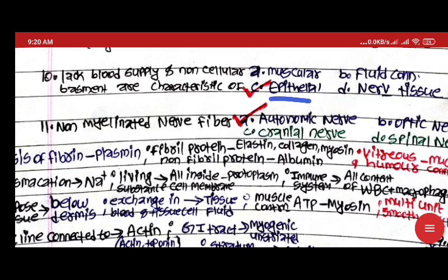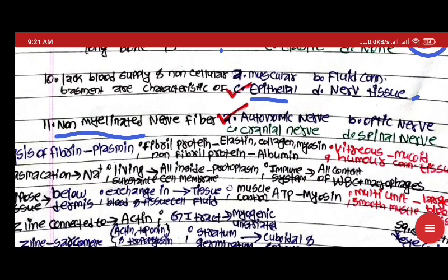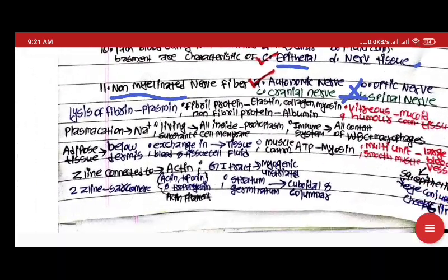Now non-myelinated nerve fiber. Non-myelinated means there is no sheath for fast conduction. So two types of sheath, white and what? Yellow. So white fibrous. So autonomic nerve is the correct answer here. Autonomic is not myelinated, and cranial and spinal, they both come under CNS, and optic also comes under CNS. So this is not the correct answer. The correct answer is autonomic nervous system.